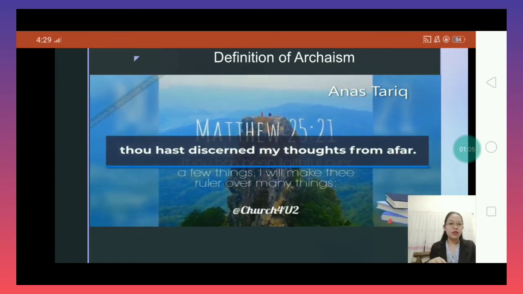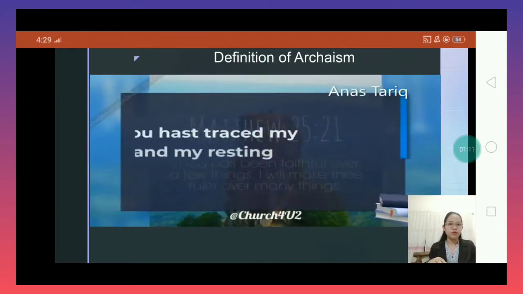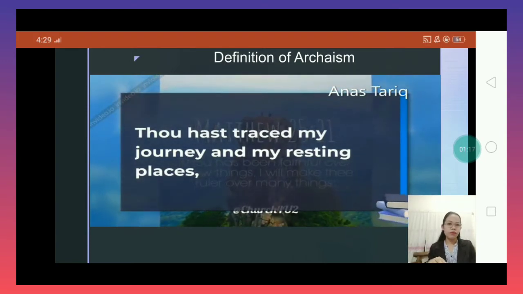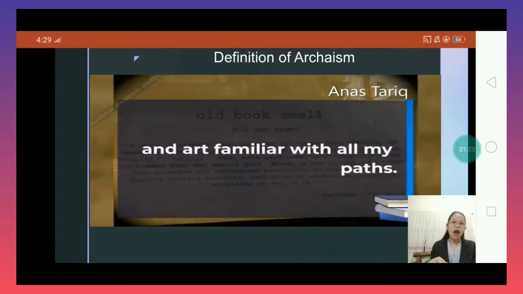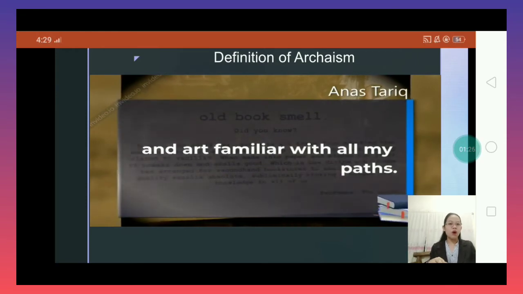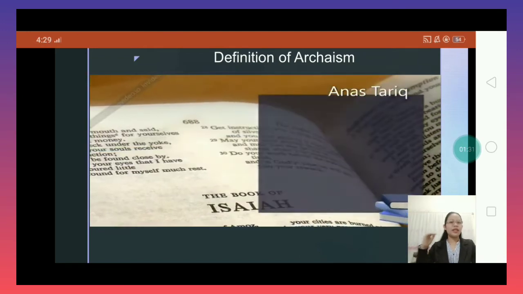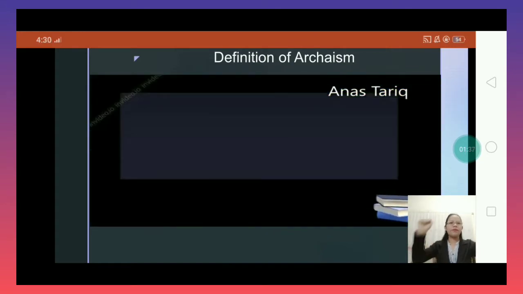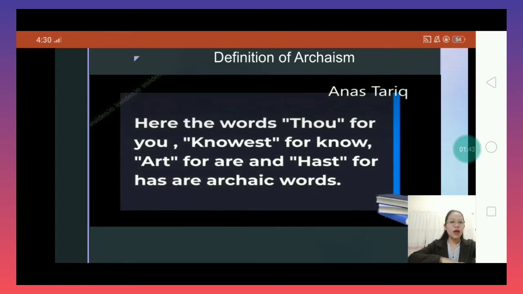"Thou hast discerned my thoughts from afar. Thou hast traced my journey and my resting places, and art familiar with all my paths." Now, art here is as in A-R-E. Okay, the Bible passage 139. Here the words thou, for you, knowest, for know, art, for are, and hast, for has, are archaic words.